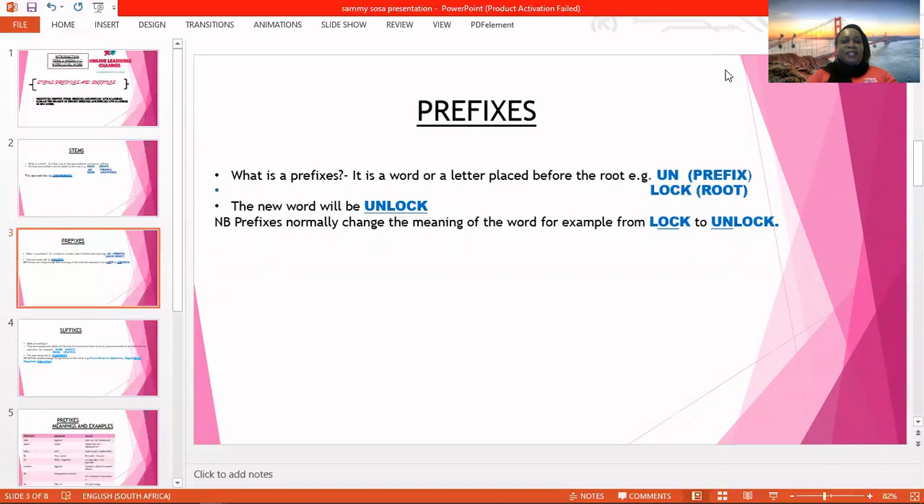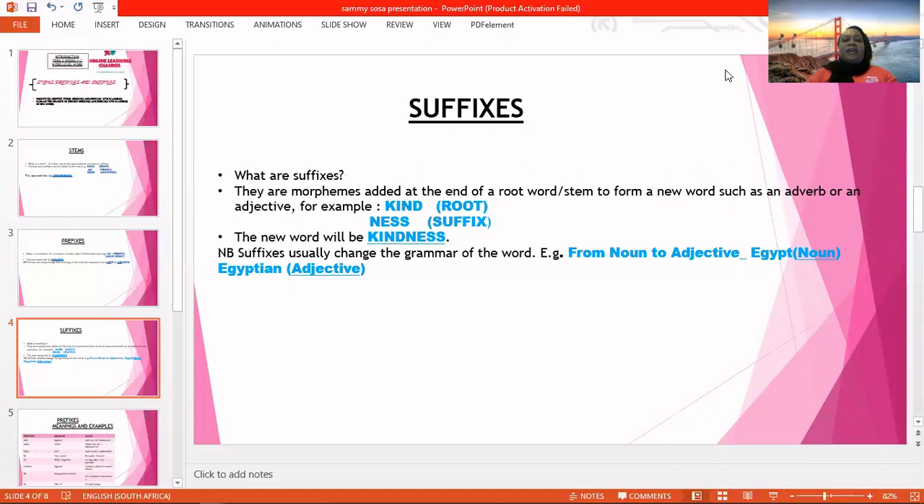Prefixes normally change the meaning of the word. As we can see in our example there, the word lock, when a prefix un is attached to it, it will be the opposite of lock, unlock. Those are prefixes. Then we move to suffixes.